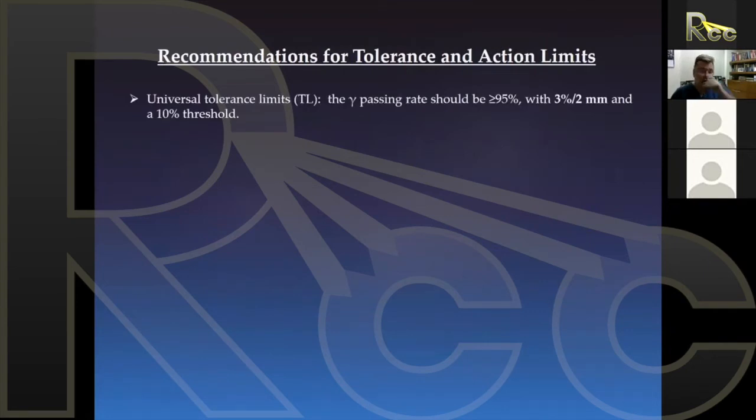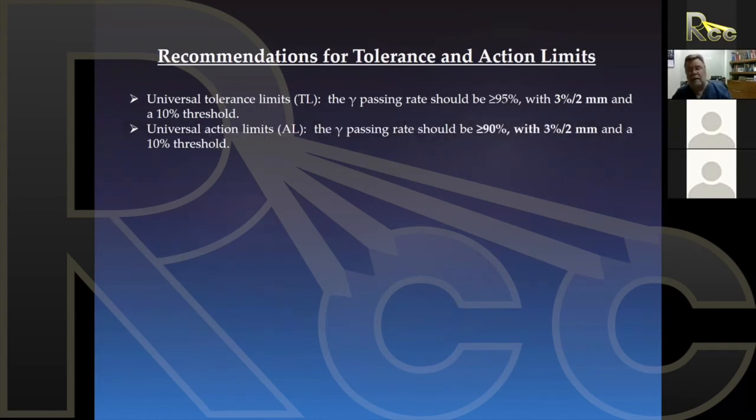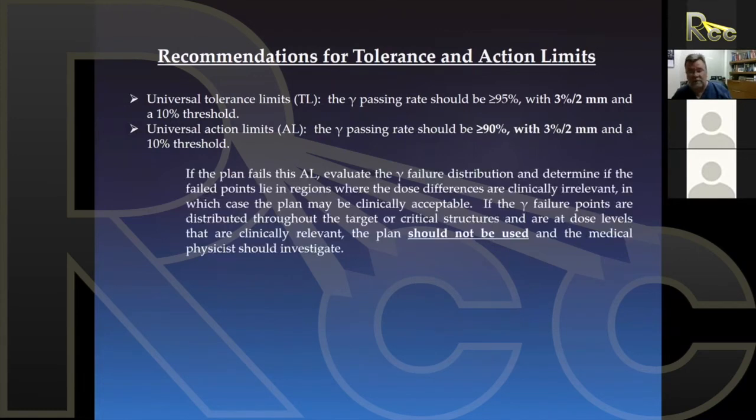They let us know that the universal tolerance limits for everybody should be that the gamma passing rate should be greater than 95% using 3% dose, 2 millimeter distance to agreement, and a threshold of 10%. Action limit is the gamma rate should be greater than 90% for 3% 2 millimeters and a threshold. If the plan fails the action limit, you're supposed to evaluate the entire gamma distribution. If these points are in a bad area, we should not use the plan.